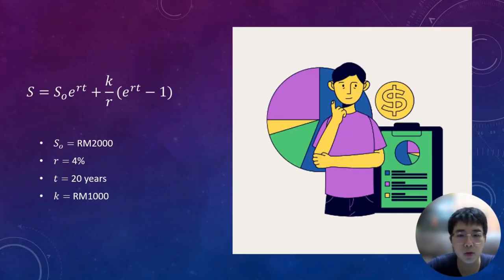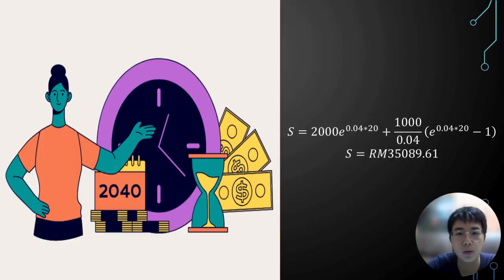So from the Jasper problem, we can know that the initial investment capital is 2,000, the annual interest rate is 4%, the time length is 20 years, and the annual deposit is 1,000. So we will put all the values into the equation, and finally we will get the compound interest of 35,089 ringgit and 61 cents.